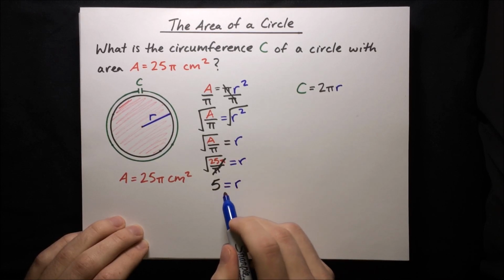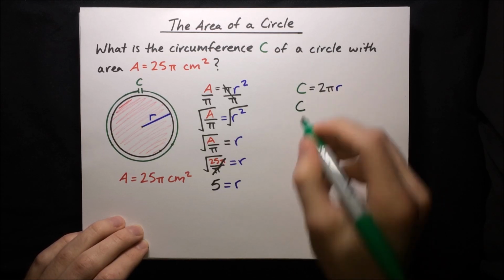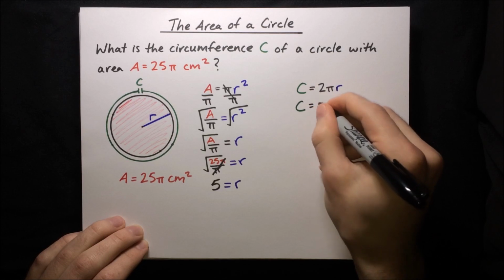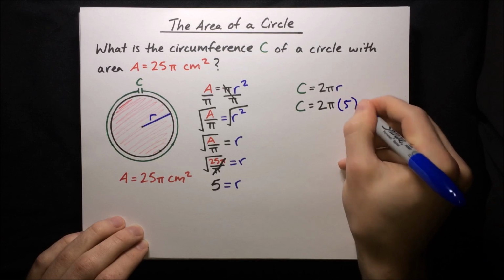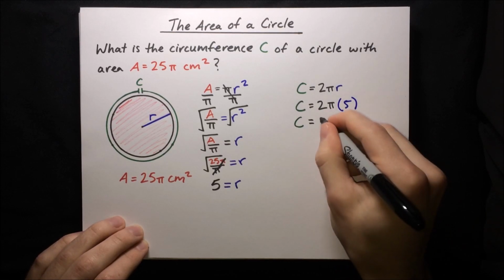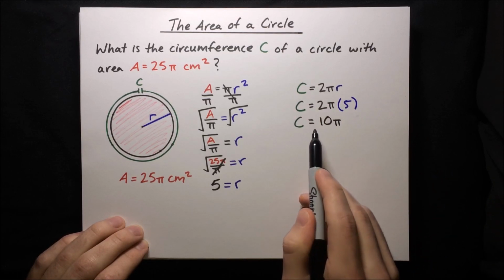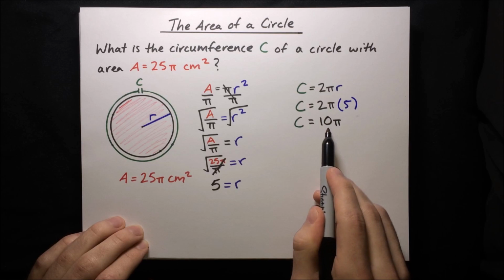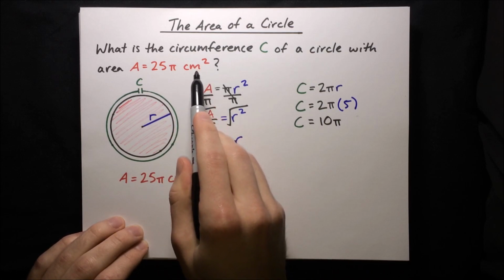And we can stick that into this formula here for the circumference. So circumference is just 2 pi times the radius of 5. And if we multiply that all out, then we get circumference is equal to 10 pi. Great. Now remember, this isn't our final answer yet. We need units in order to specify what this 10 pi actually means as a physical quantity. And area was given in centimeters squared. That means we're working with centimeters.